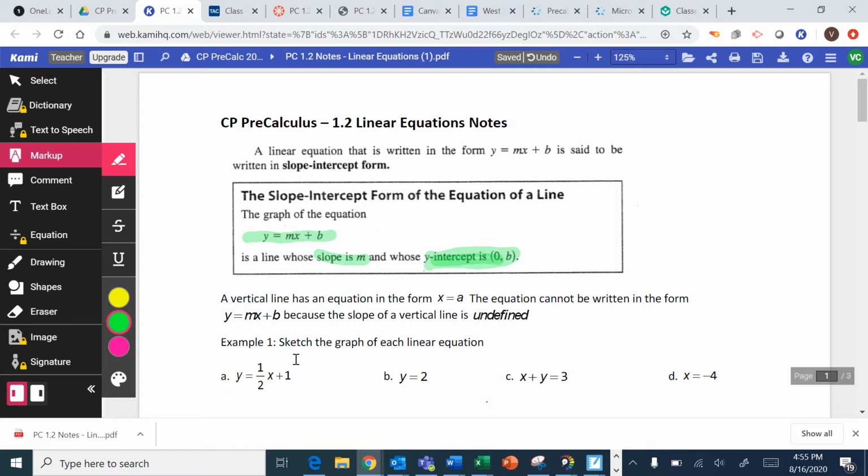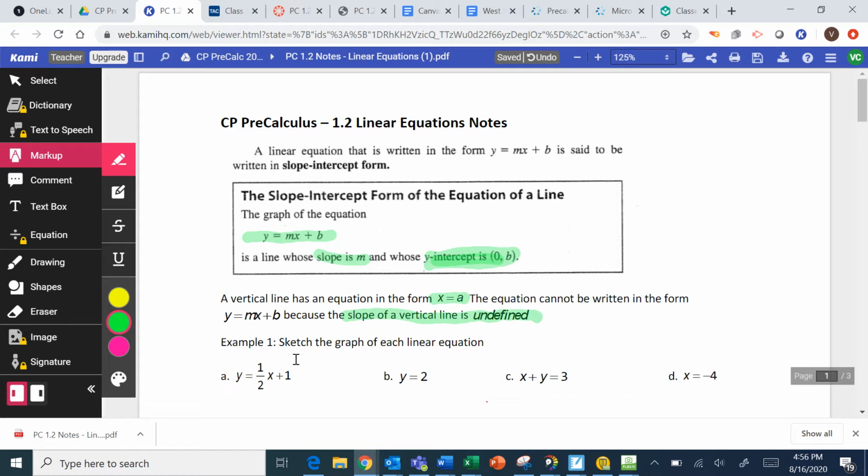One exception would be the vertical line. A vertical line cannot be written as y equals mx plus b. Instead, a vertical line is in the form x equals a, and the reason is because a vertical line does not have a slope. The slope is called undefined. Since we do not have a slope, we can't write it in slope-intercept form.